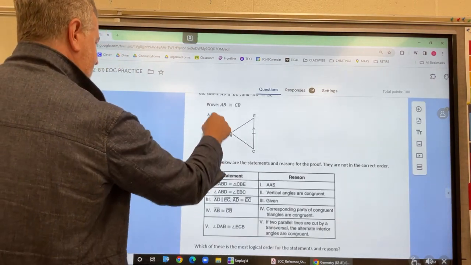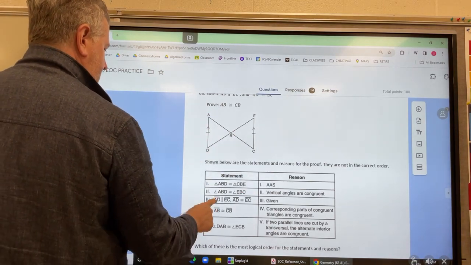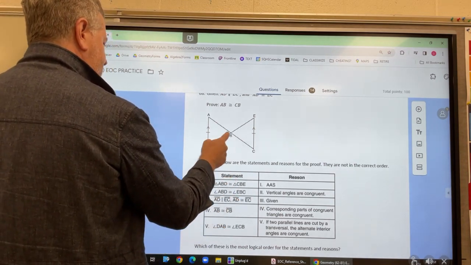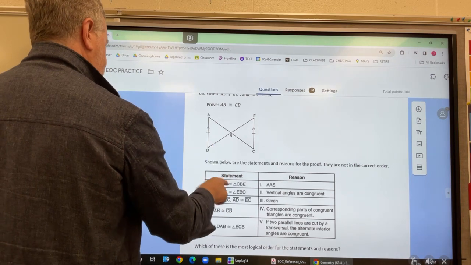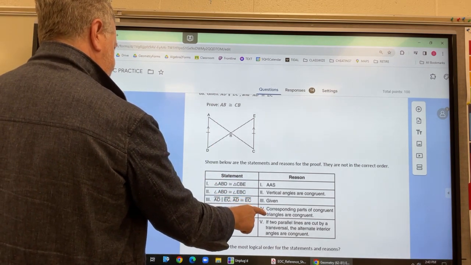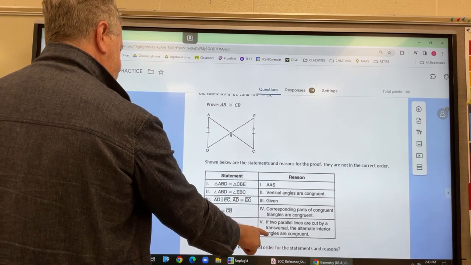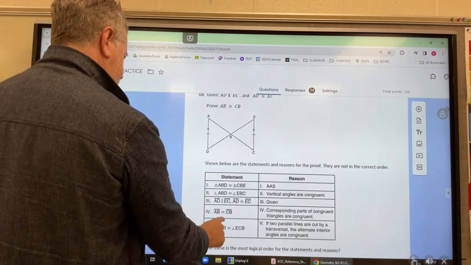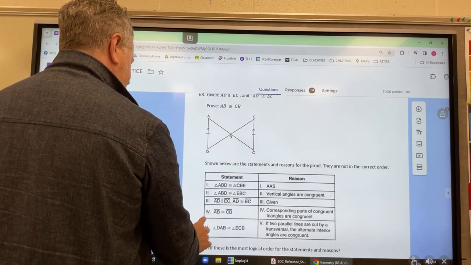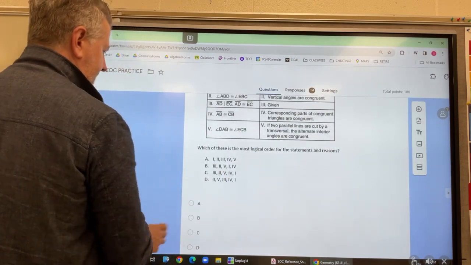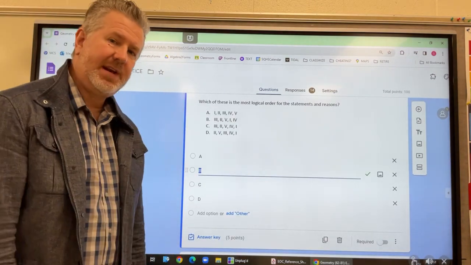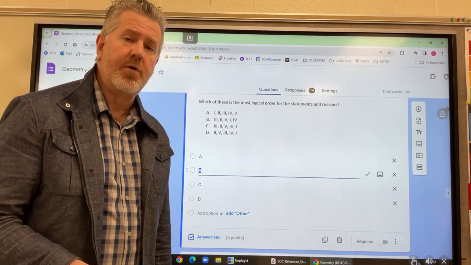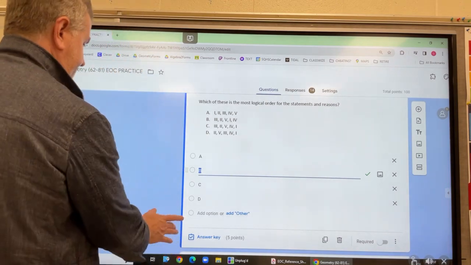So we say that AD and EC are parallel, great. AD and EC are congruent, okay, excellent, that's given. And then do we know that vertical angles are congruent? We do, but do we need that yet? Corresponding parts of congruent triangles are congruent. If 2 parallel lines are cut. So what are we trying to prove? We're trying to prove that AB is congruent to BC. Well, that's going to be at the very end. So 4 is going to be at the end. So it's B. See, we didn't even have to work through the logic of the proof, we just had to know the rules of a proof, okay?